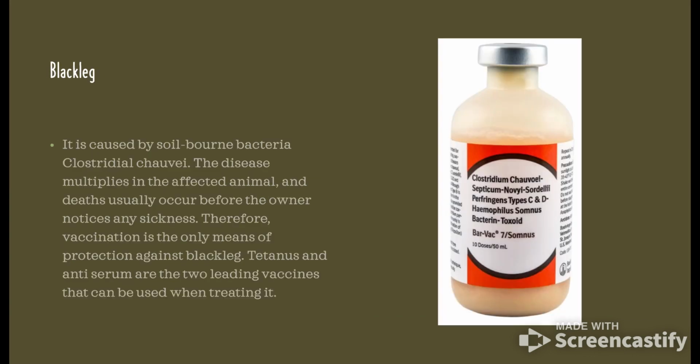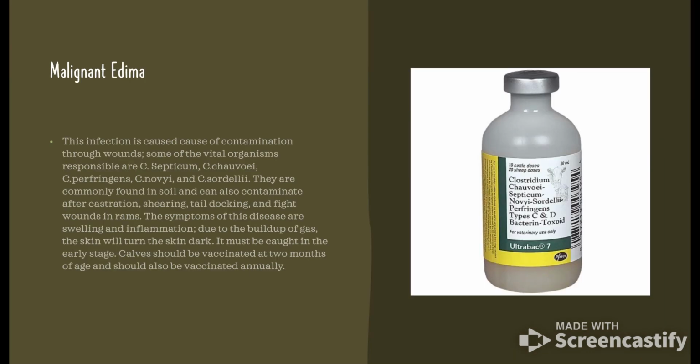Blackleg. It's caused by the soil-borne bacteria Clostridium chauvoei. This disease has multiple effects on animals and even causes deaths. Usually, death occurs before the owner notices the sickness. Therefore, vaccination is the only means of protecting animals against blackleg. Tetanus and anti-serum are the two leading vaccines that can be used when treating this type of disease.